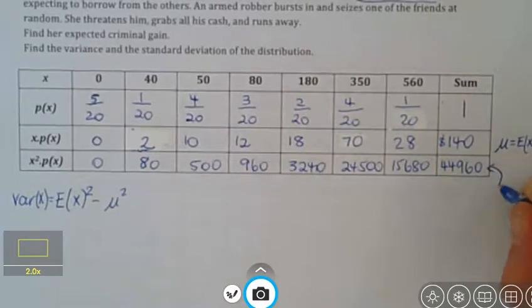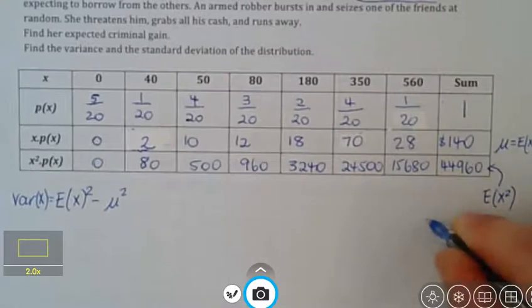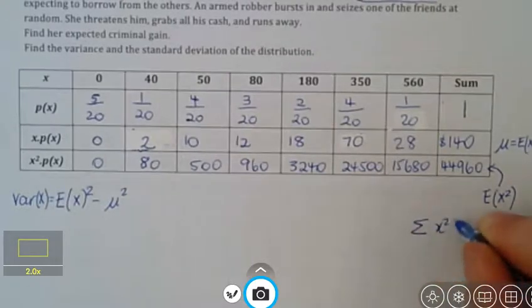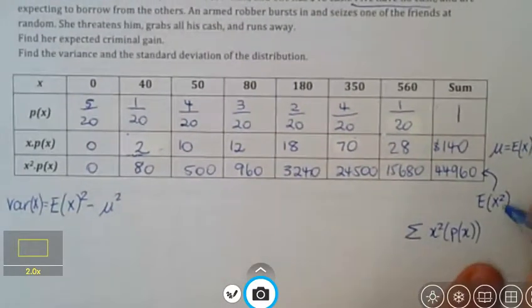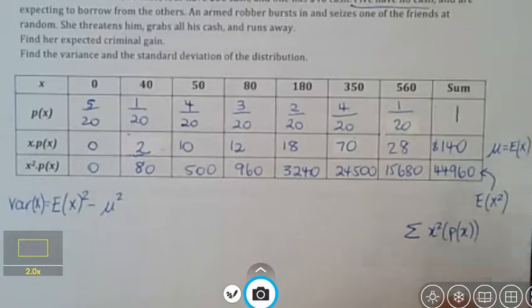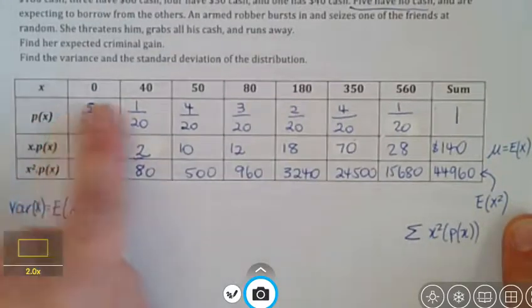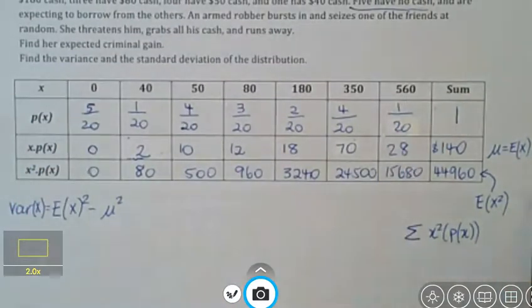44,960. Now that is your expected value of x squared, which could be written as the sum of x squared times the probability of x. The reason you've got a capital E is because it's the expected value of all of the values of x. So expected value of x squared and the sum of x squared p(x) mean exactly the same thing.